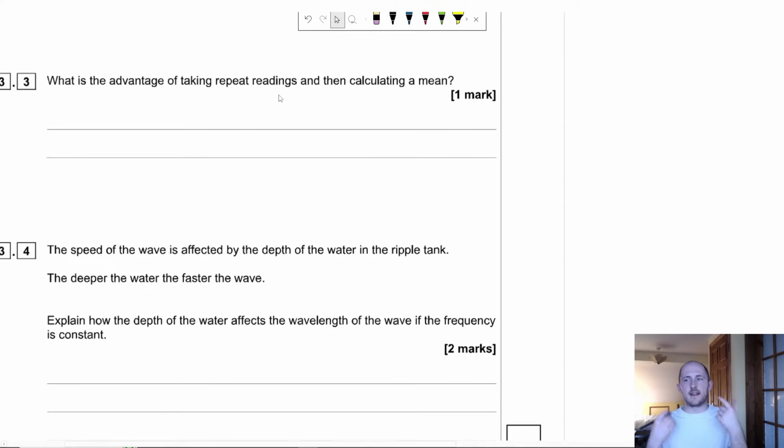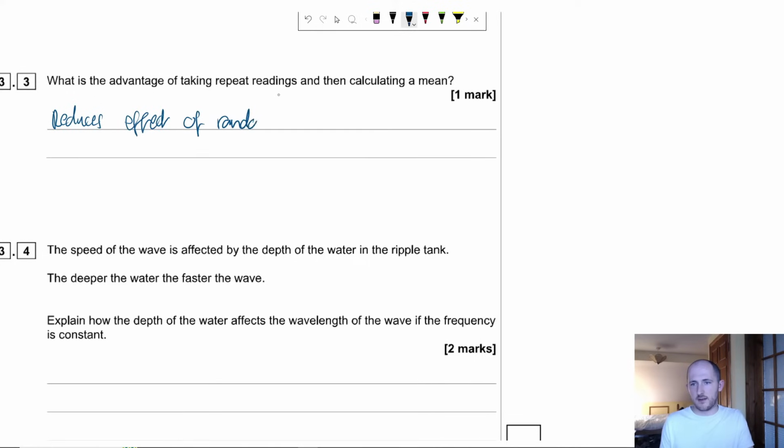Now, one is the reason that they're looking for, which is it reduces the effect of random errors. However, there is another accepted answer. So by the way, with random errors, what does that mean? Well, random errors are ones you can't predict. So if you do an experiment once, how do you know you haven't had any random errors?